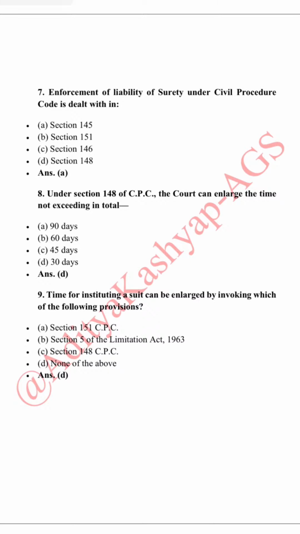Question number 9. What does question number 9 say? Time for instituting a suit can be enlarged by invoking which of the following provisions? So it can be enlarged by a provision not among the given options. So 151 is incorrect, 148 is incorrect, and section 5 of the Limitation Act is incorrect. So none of these.